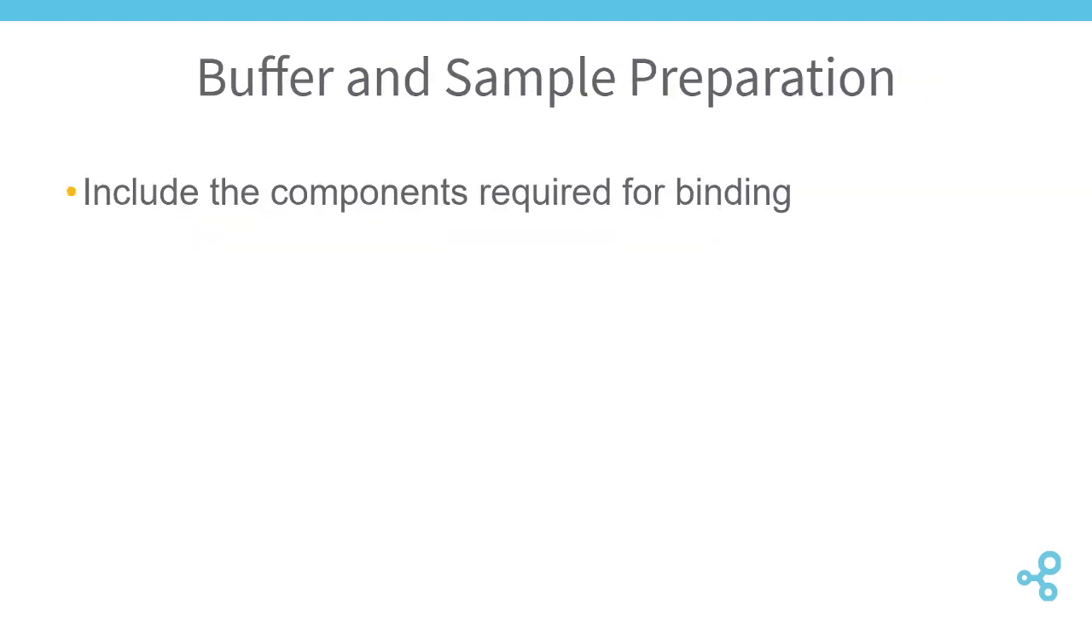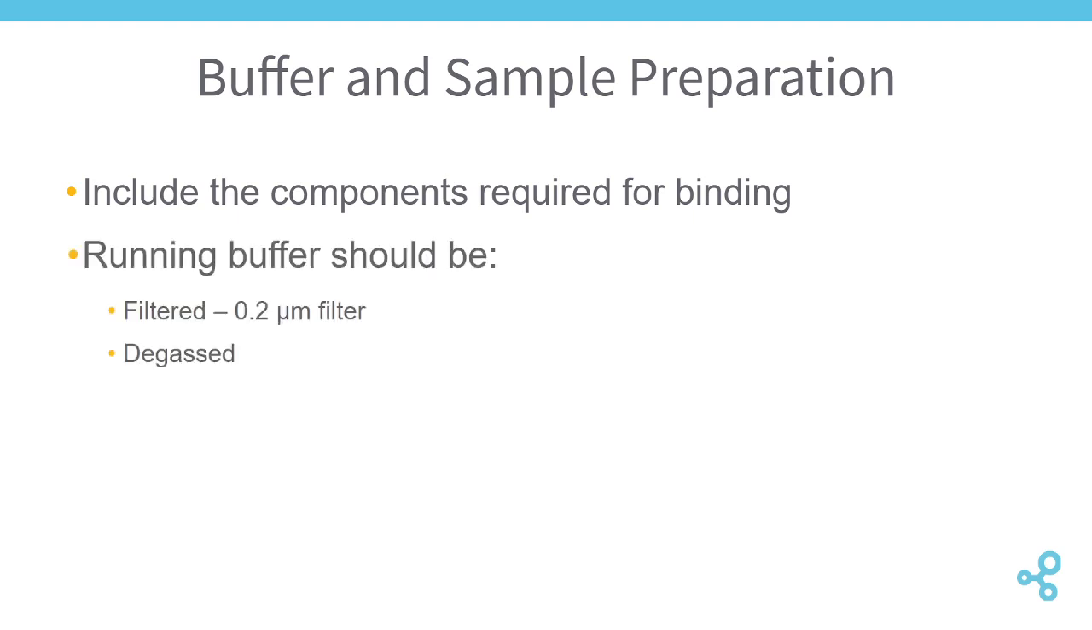Once we've decided on the sensor surface, we'll have to start thinking about what kind of running buffer we're going to be using for an experiment. In this running buffer, because we've done this literature search, we've looked at what conditions are going to be necessary to enable binding. We want to make sure that the buffer includes all of these components. After we've prepared these buffers, we also want to make sure that we don't forget to filter and degas them. These steps become important for the overall running of the experiment on the instrument.